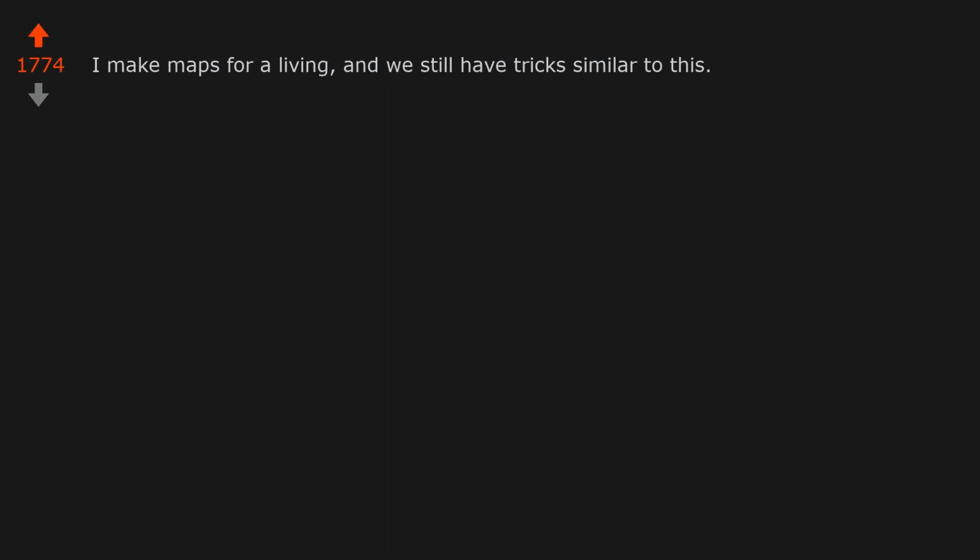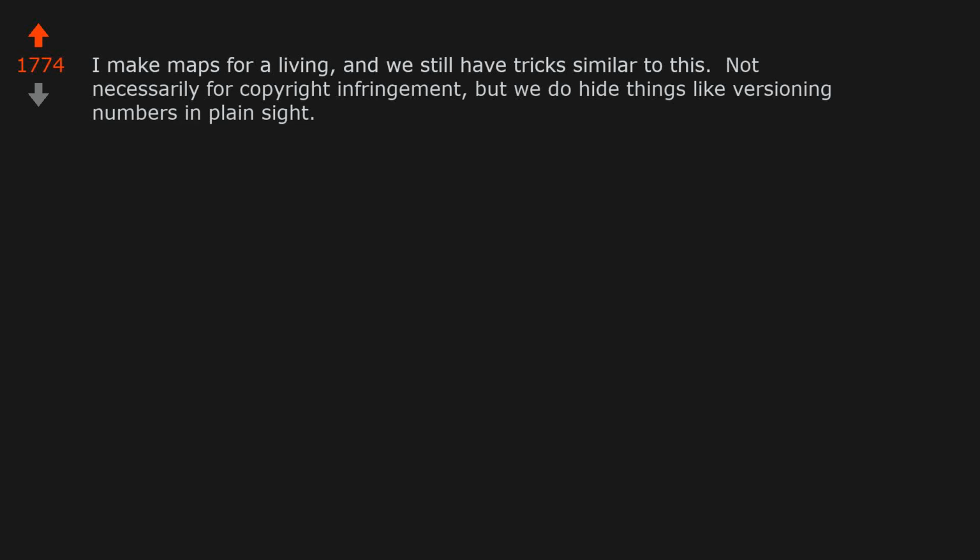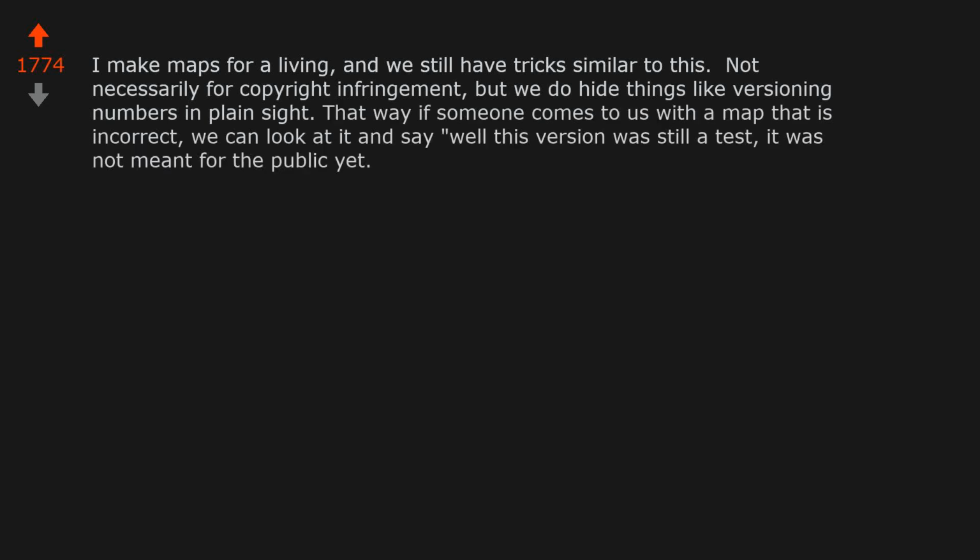I make maps for a living, and we still have tricks similar to this, not necessarily for copyright infringement, but we do hide things like versioning numbers in plain sight. That way if someone comes to us with a map that is incorrect, we can look at it and say, well, this version was still a test, it was not meant for the public yet. Mind telling me where you got this because you weren't supposed to?